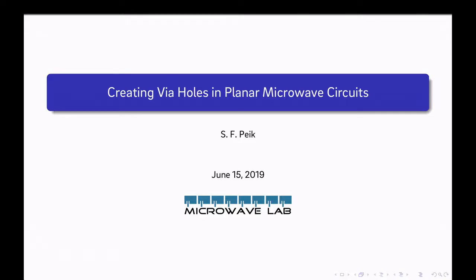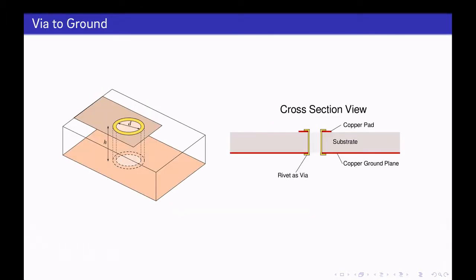Hello everybody. In today's lab cast, I'm going to show you how to create a via hole in a planar microwave circuit in our microwave lab. A via hole is a structure that provides a contact from the upper layer of the microwave circuit to the lower layer of the microwave circuit. And the lower layer is usually a ground plane.